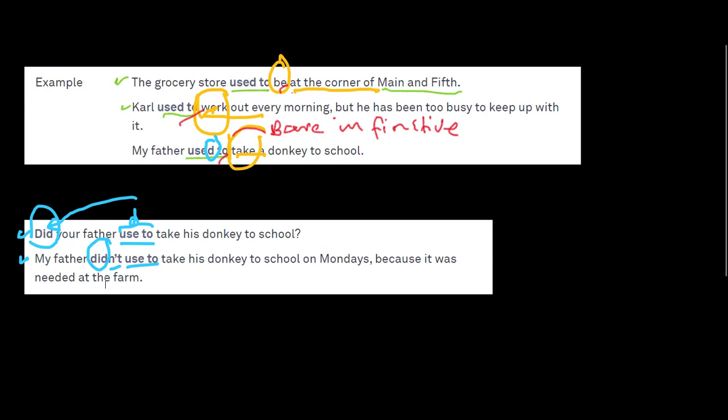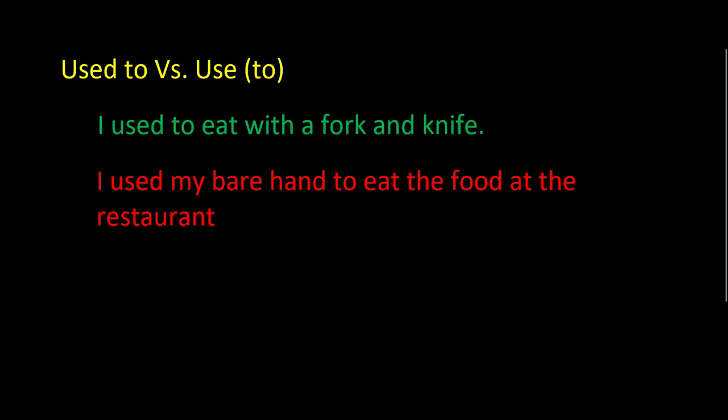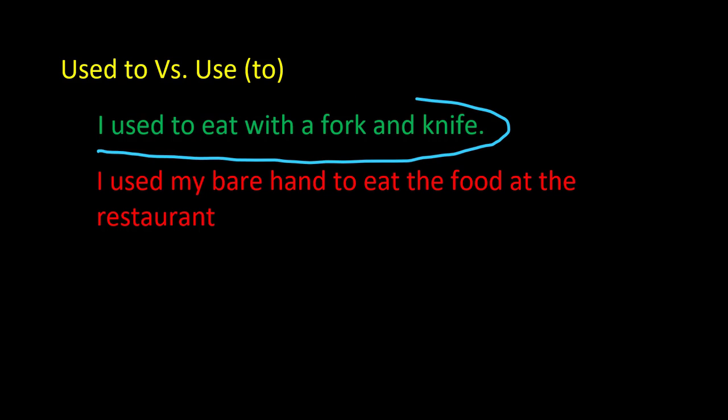Good. Let's move to the comparison of used to with use, the main verb use. I've got two sentences to compare with each other here. The first one is I used to eat with fork and knife. We used to, right? So it shows our habit, your habit in the past.